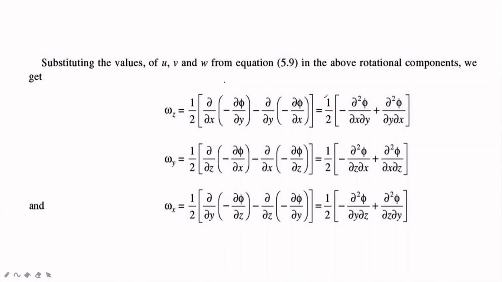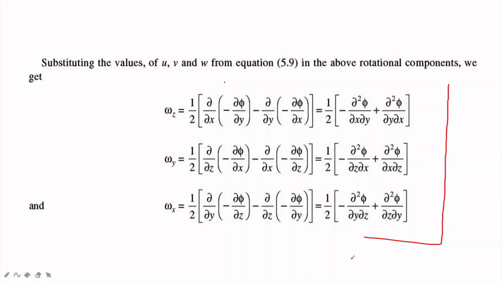It is given directly here. When we simplify, half into dou square phi by dou x dou y minus dou square phi by dou y dou x. That is omega z. Omega y is equal to half into minus dou square phi by dou z dou x plus dou square phi by dou x dou z. Similarly, omega x is equal to half into minus dou square phi by dou y dou z plus dou square phi by dou z dou y. So these are the final values we get for omega z, omega y and omega x.